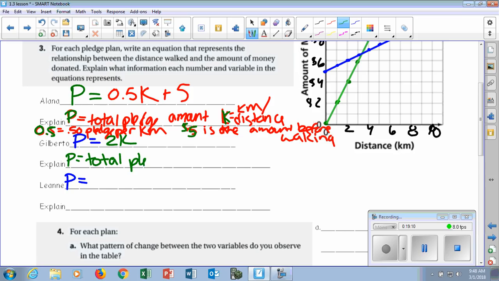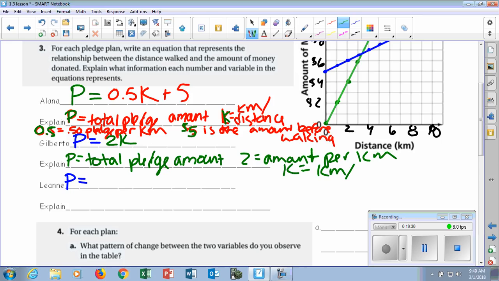Total pledge amount. Perfect. And then my Q is what? Amount per kilometer. And lastly, the K. Yeah, kilometers or distance, however you want to state it. Perfect. Hands on your head if you got that too. Awesome.